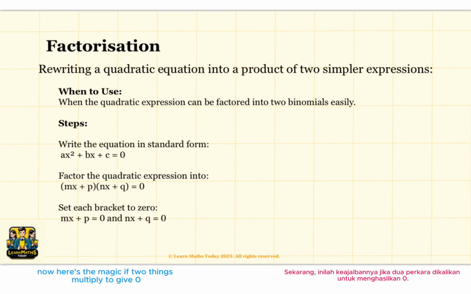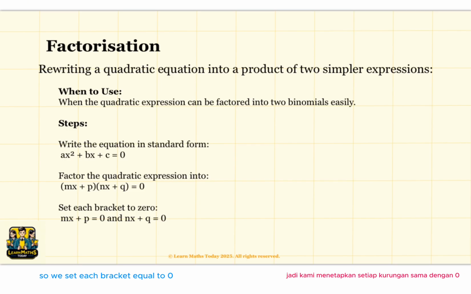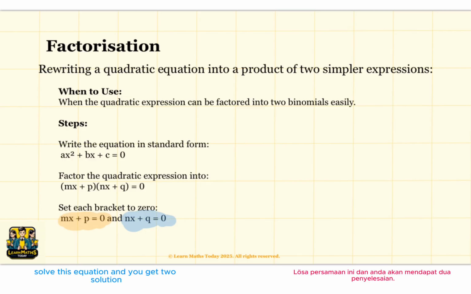Now here's the magic. If 2 things multiply to give 0, then one of them must be 0. So we set each bracket equal to 0. So here we have mx plus p equal to 0 and nx plus q equal to 0. Solve these equations and you get 2 solutions.